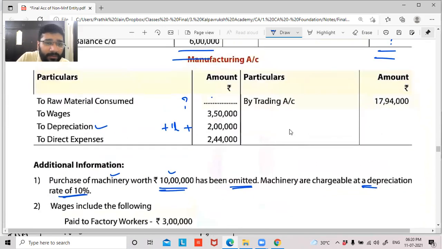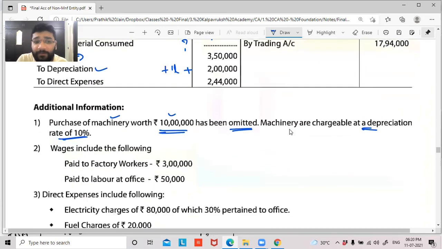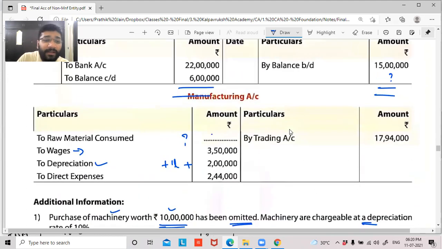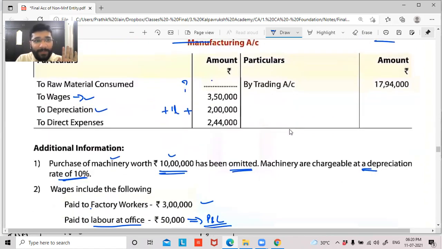Wages include the following. Wages means what? This information. They're telling wages of 3,50,000 include 3 lakh rupees paid to factory workers, which is fine. And they're paying wages to the labor at office. Yes, this is administration cost. Where should this cost go to? P&L. It should go to P&L. But what have they recorded? They have recorded the wages in the wages account. So from this 350, can I minus 50,000 rupees? Guys, make sense?